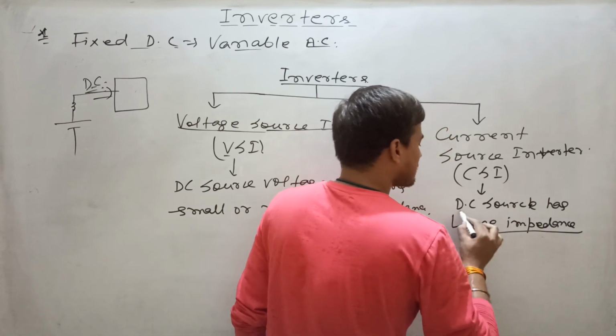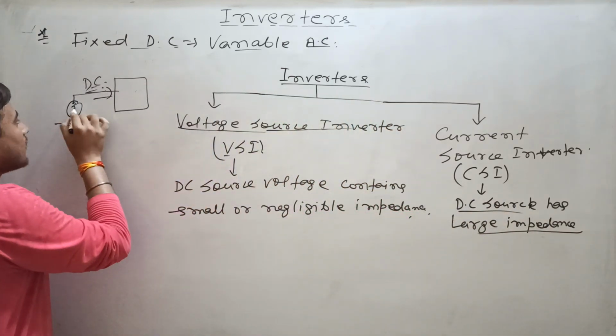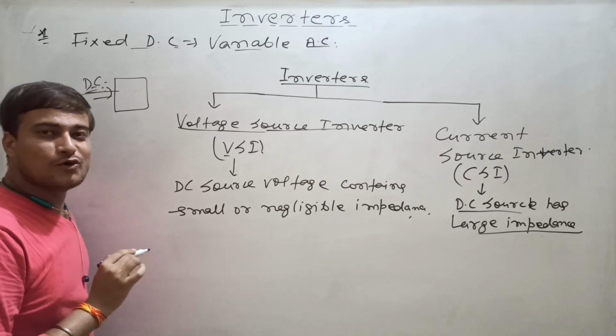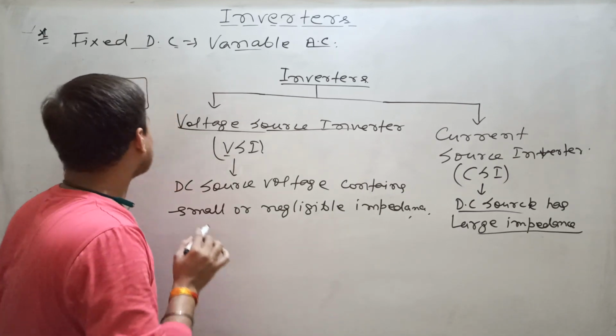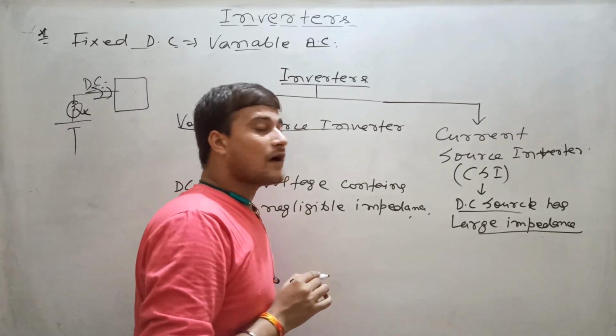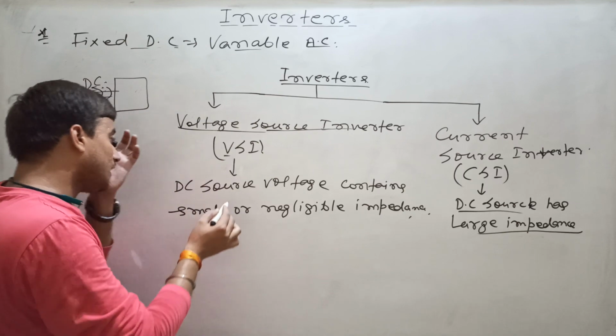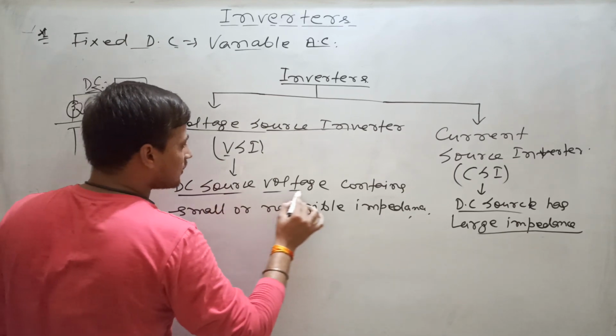So now what happens if the DC source has large impedance? If this value of inductance is very high, then what to do? Inductor does not allow sudden change in current. So now what will happen? It will provide constant current to the input, and here it will provide constant voltage.